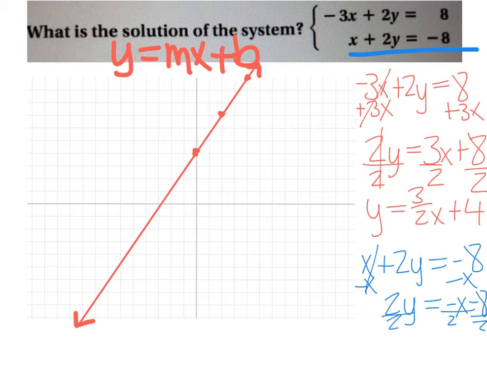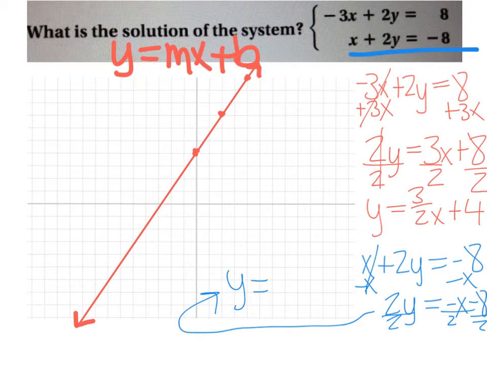I'm running out of room, so I'm just going to write it, move that right over here. So I end up with y equals negative x over 2. Remember, if there isn't a number in front of the x, that means it's a 1. So this is actually a negative 1x. So negative 1 over 2x minus 4. So I start by graphing my y-intercept. So the y-intercept for this one is a negative 4. Go down to negative 4 on the y-axis, plot a point.